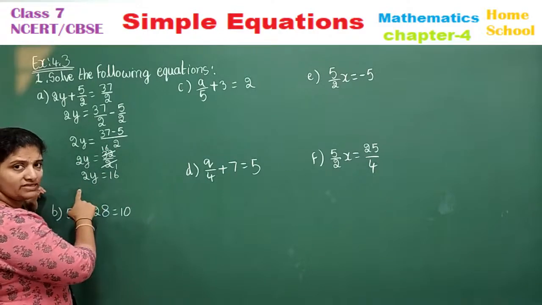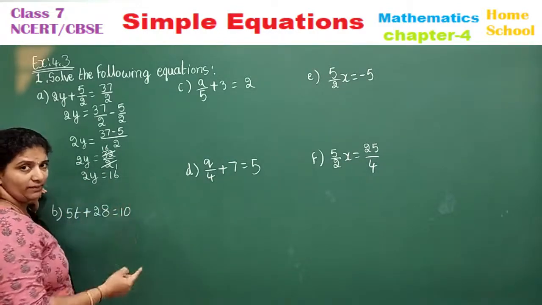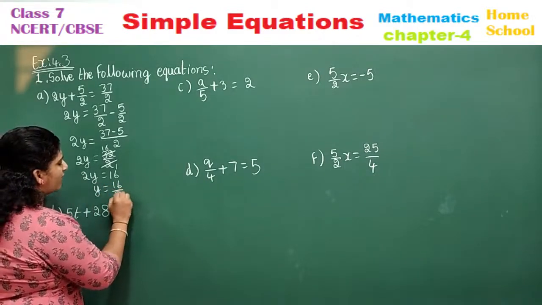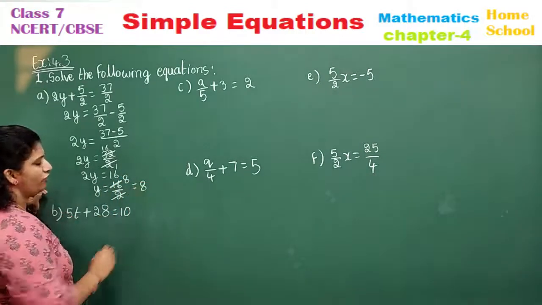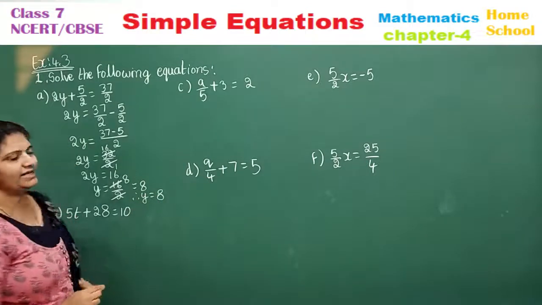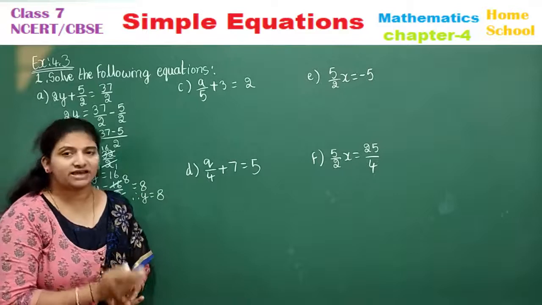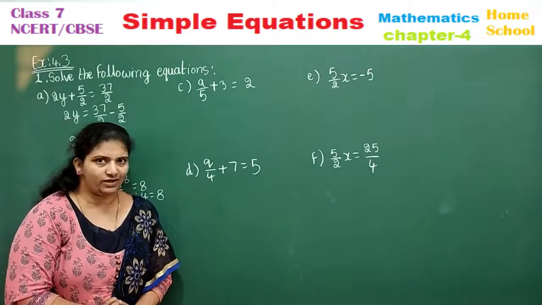Still, a number is multiplied. Send this number to the other side. It will be divided. y is equal to 16 by 2. 2 8s are 16. Therefore, the final answer, y is equal to 8, is your answer. Observe carefully. Do every problem 2 times. Then you won't have any problem with these types of equations.